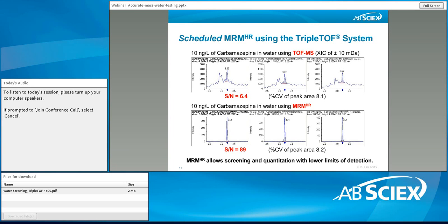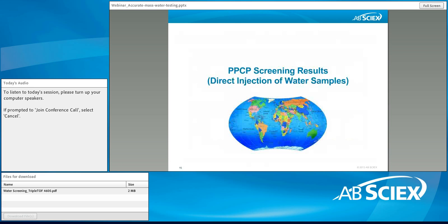If we do the exact same analysis in MRMHR mode, combining mass accuracy with MS-MS capability, you can see that our interference, our background, is removed due to higher selectivity. Our signal to noise improves, and we can quantify at lower levels. So that's quite an important feature which allows us to further increase selectivity for quantitation to monitor target analytes at even lower levels.